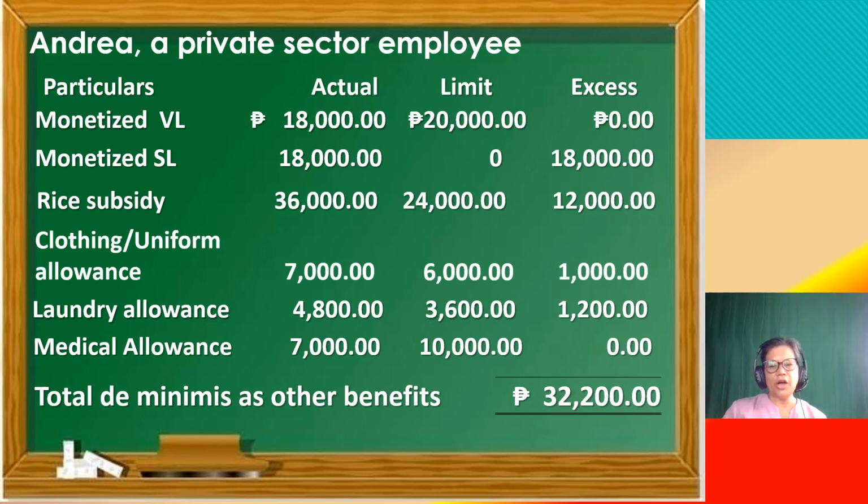So, you're going to add 18,000, 12,000, 1,000, and 1,200. The resulting figure is 32,200. And this will be called total de minimis as other benefits. So this amount is subject to tax.